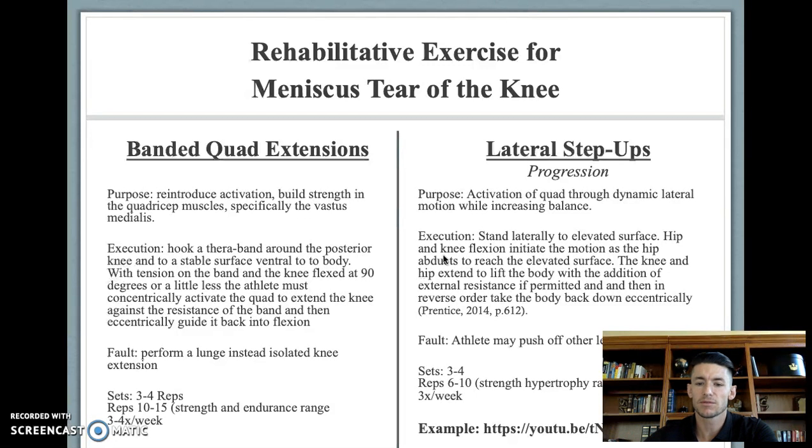3 to 4 sets performed in 6 to 10 repetitions, which is that strength hypertrophy range, making sure that the athlete has adequate intensity for these rep ranges. 3 times out of the week will be sufficient.